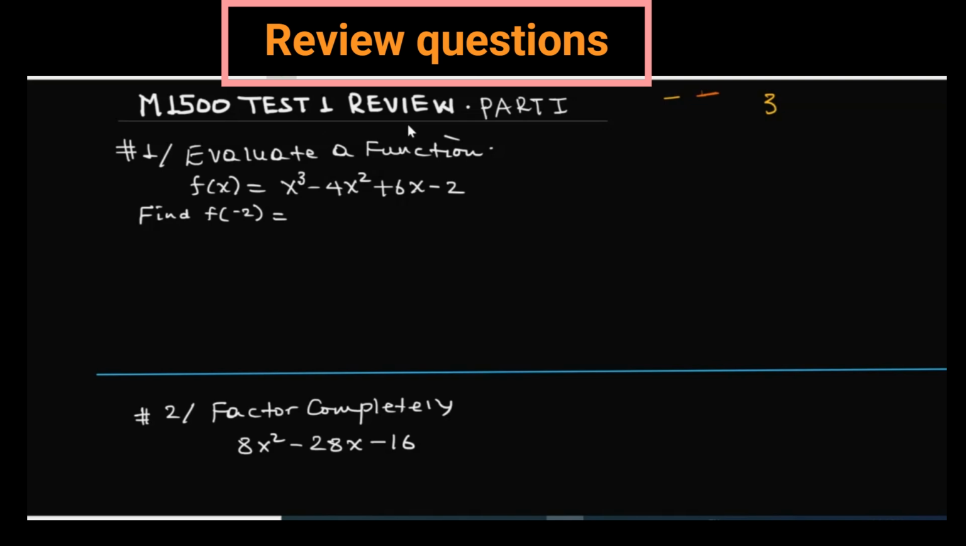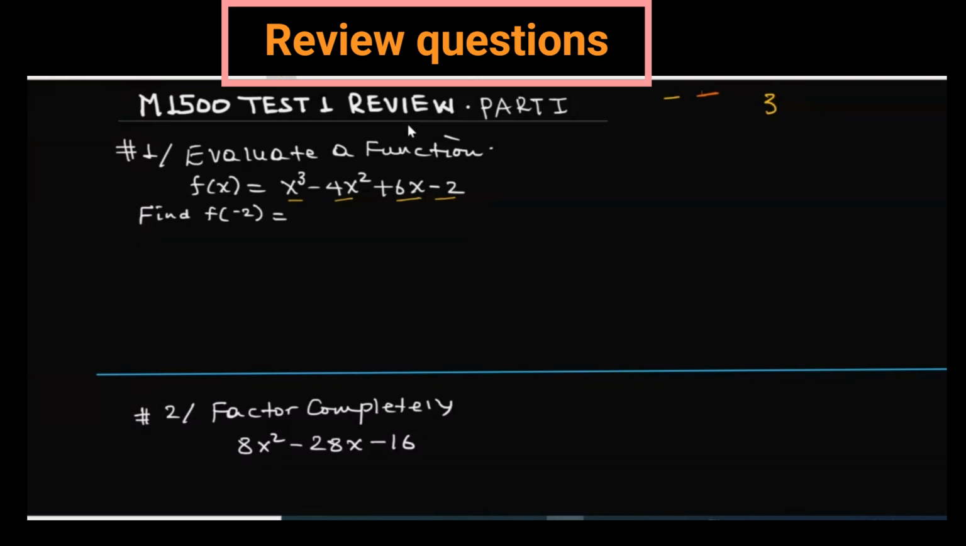Question number 1 says evaluate a function f of x is equal to x cubed minus 4x squared plus 6x minus 2. Okay, so this is a cubic function because it has exponent 3. However, that's not the main point now. When you are asked to evaluate a function, that means you basically substitute the given number into the function and then you will see the result.